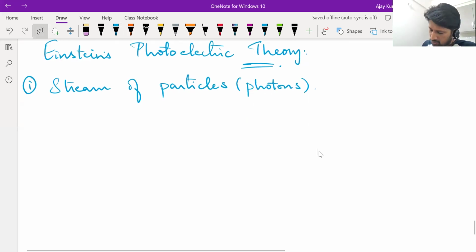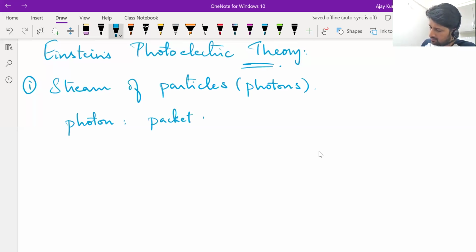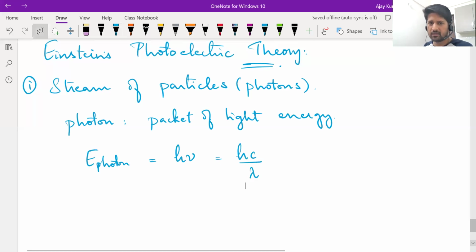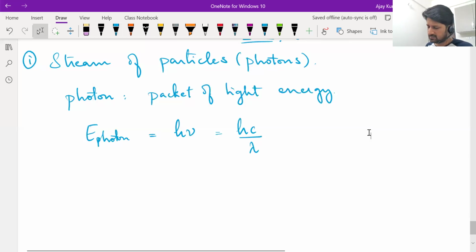A photon, he proposed this idea of a photon. A photon is a packet of light energy. How much energy does each photon carry? Energy of a photon, he said, is h nu, where h is Planck's constant and nu is the frequency of light. You can also write it as hc by lambda. Each photon carries this much energy, and it depends on the wavelength or frequency of the radiation that is incident.